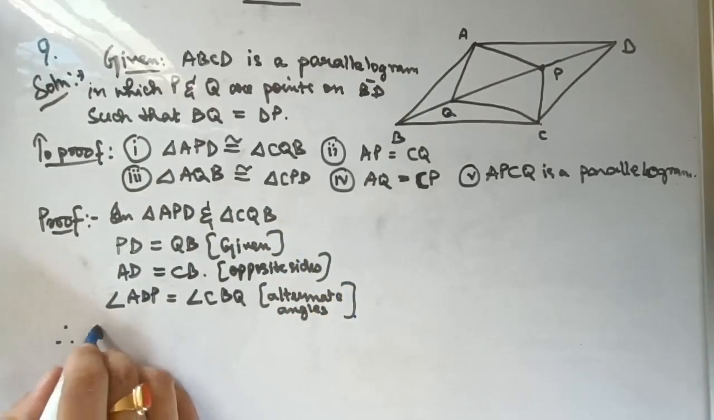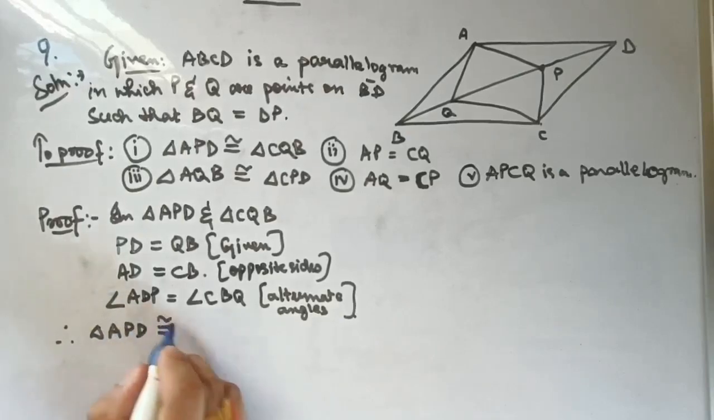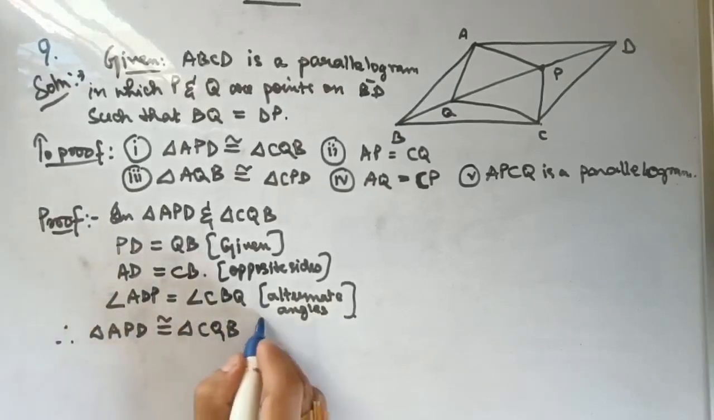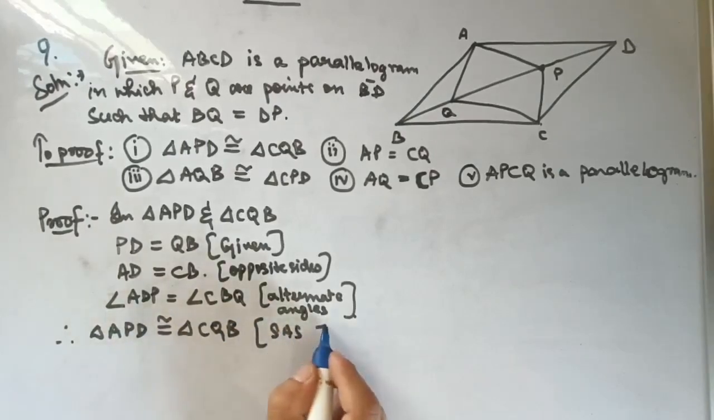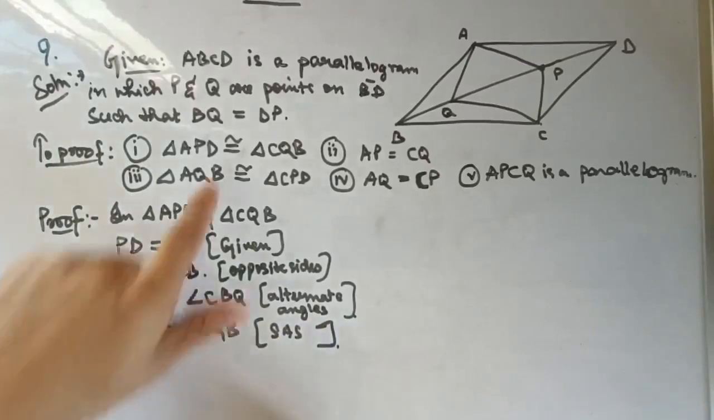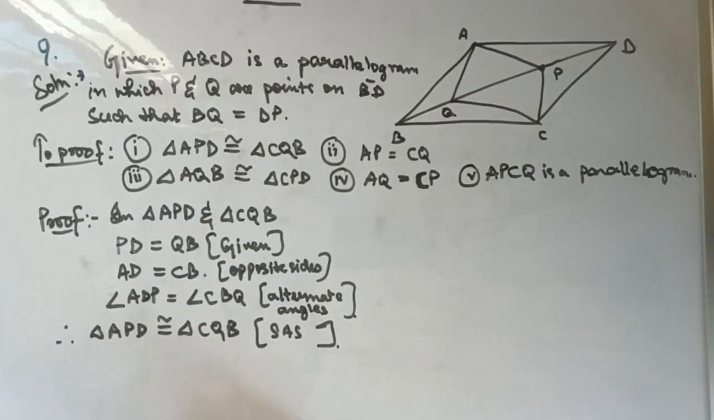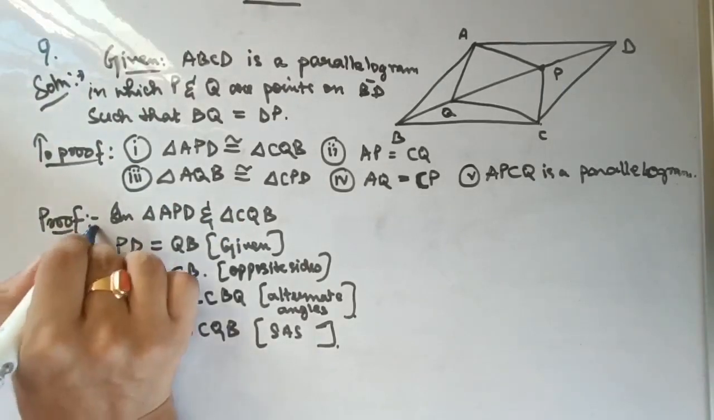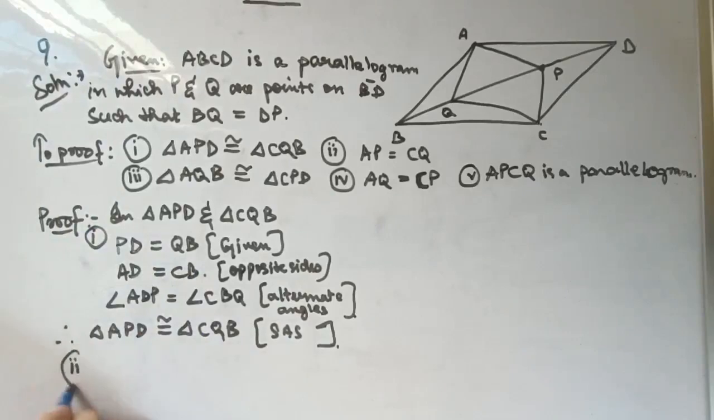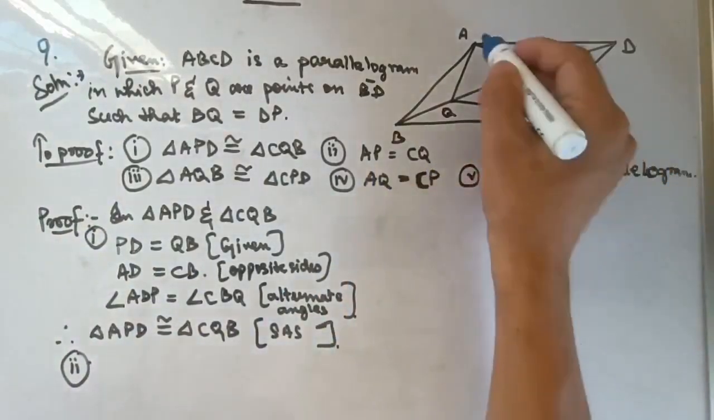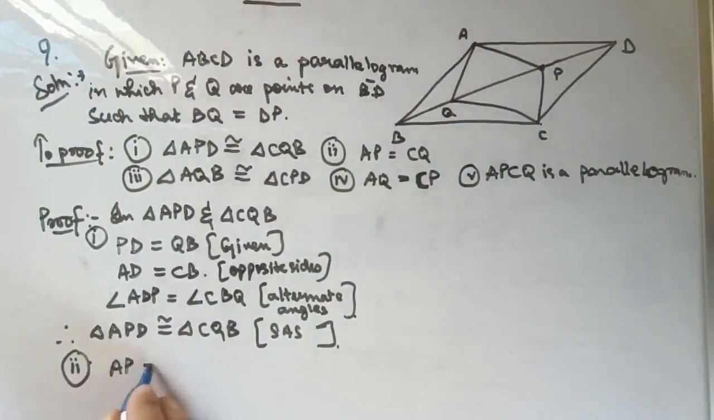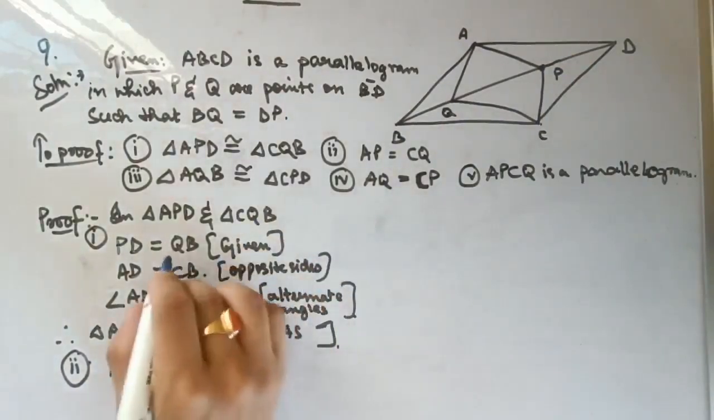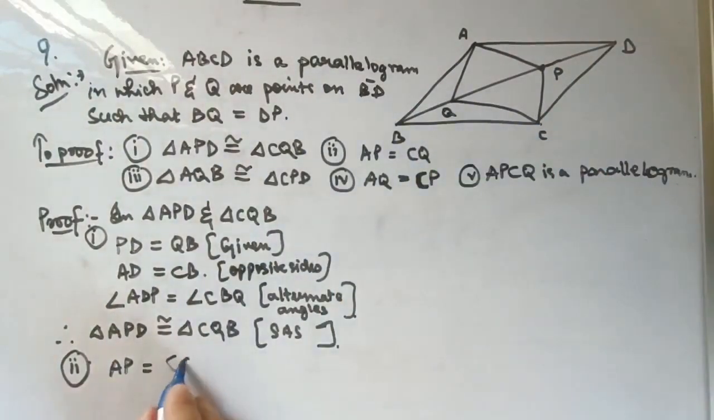Therefore, triangle APD is congruent to triangle CQB by the SAS congruence rule. Hence proved that triangle APD and triangle CQB are congruent to each other. Now, since these two triangles are congruent, we can easily say that side AP is equal to side CQ. So we have proved Roman number 1 and Roman number 2.